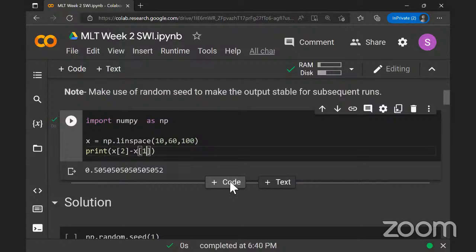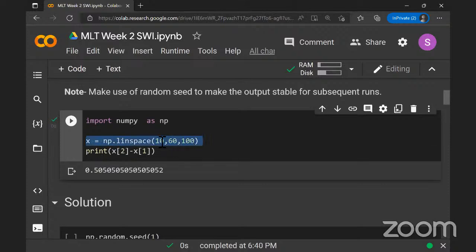Linspace actually generates equally spaced, uniformly distributed numbers. What arguments does it take? First is the starting point, then the ending point. Both of these are inclusive. And then the number of points. If I keep it 101, the difference will come out to be 0.2.